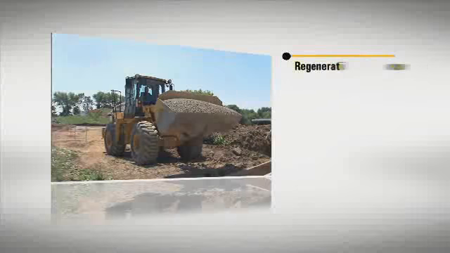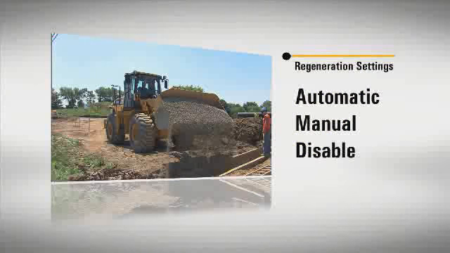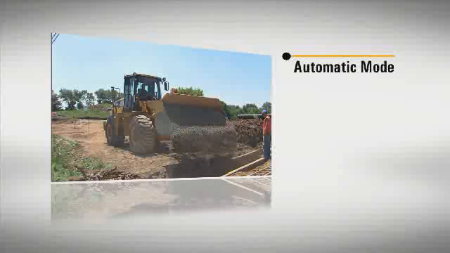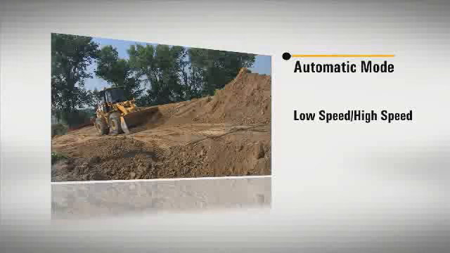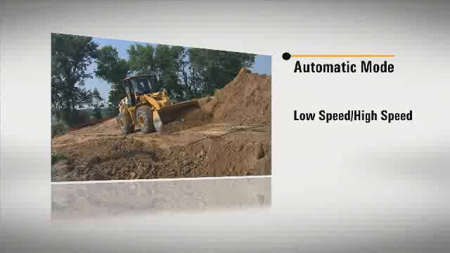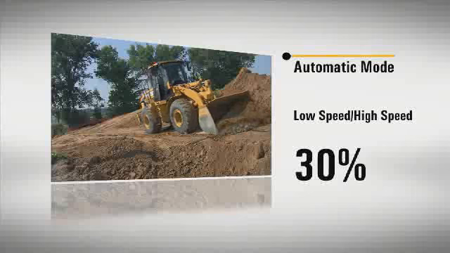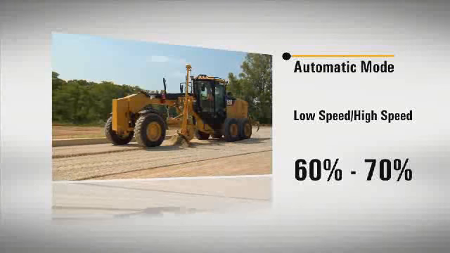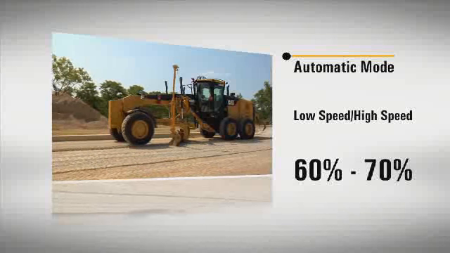There are 3 regeneration settings: automatic, manual, and disable. Automatic mode has 2 programmable options that enable the engine ECM to initiate regeneration. At the low-speed, high-speed setting, low-speed regen occurs when the soot level in the diesel particulate filter is 30% or greater and the machine meets certain conditions near low idle. Should the soot level reach 60 to 70%, high-speed regeneration occurs while the machine works.